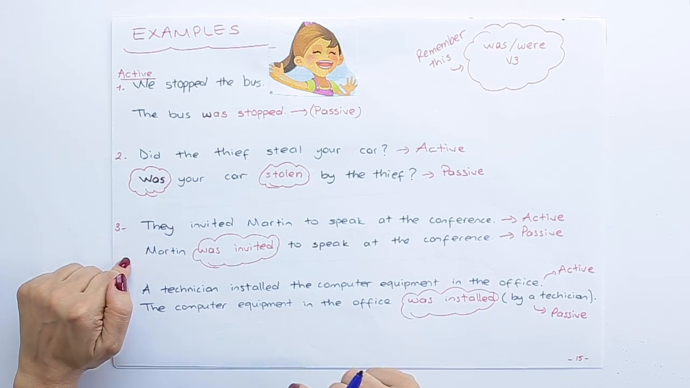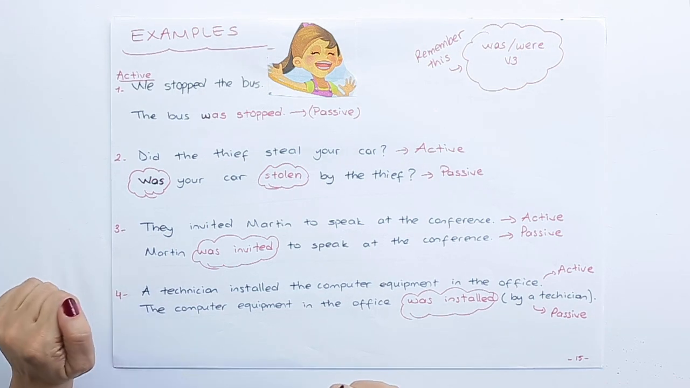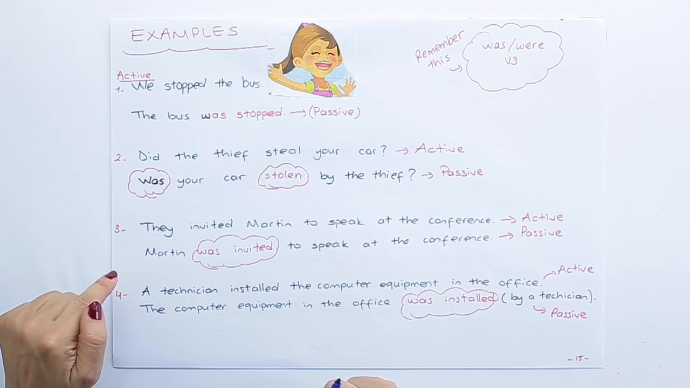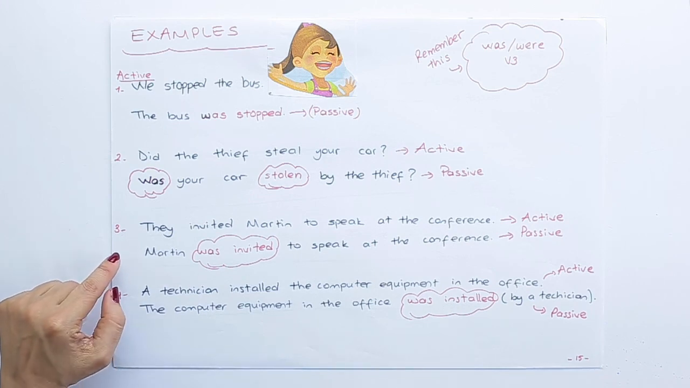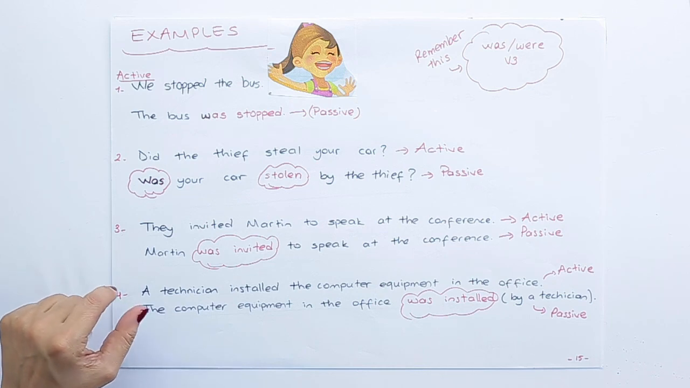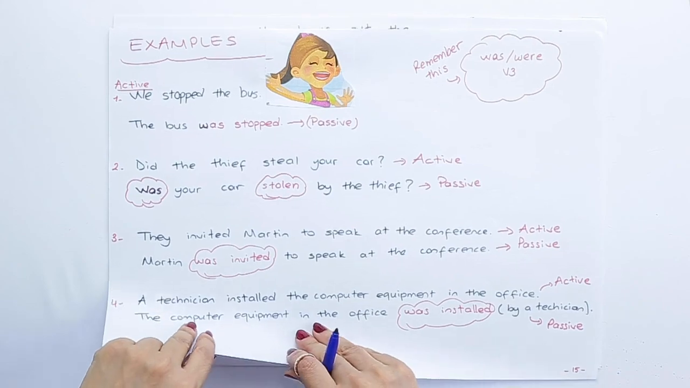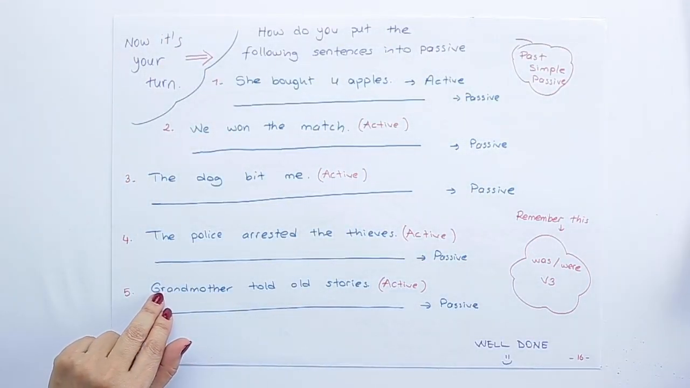Question 3. They invited Martin to speak at the conference. This is the active one. Martin was invited to speak at the conference. This is the passive sentence. Question 4. A technician installed the computer equipment in the office. Active sentence. The computer equipment in the office was installed by a technician is the passive sentence. Now it's your turn.